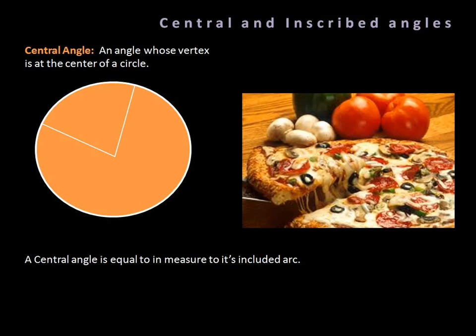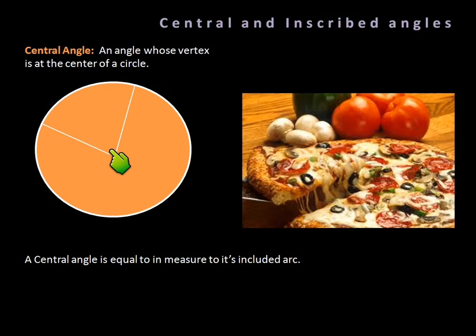Okay, this little video is about central and inscribed angles. These are two different angles we often find associated with circles. The first one is called a central angle, and a central angle is an angle whose vertex is at the center of a circle.